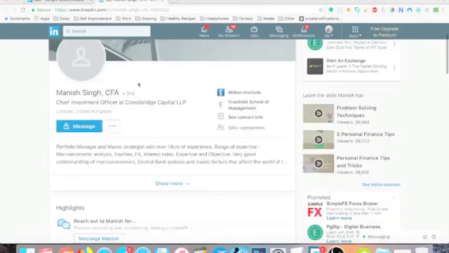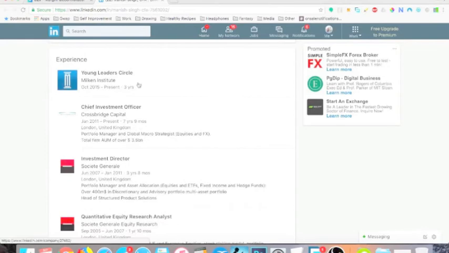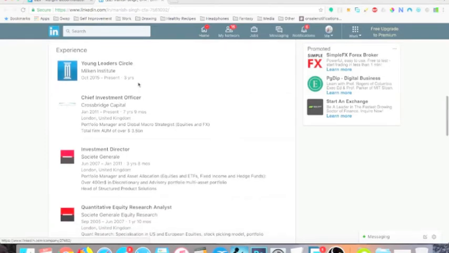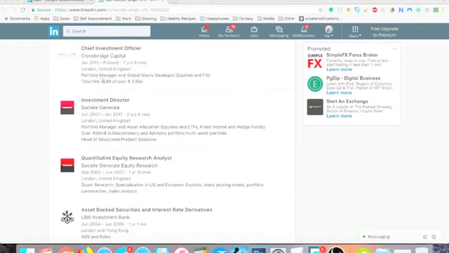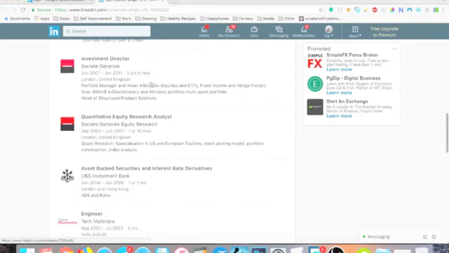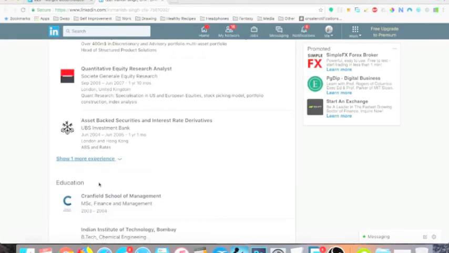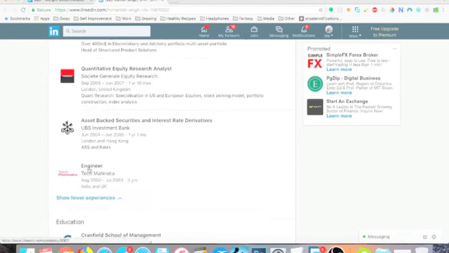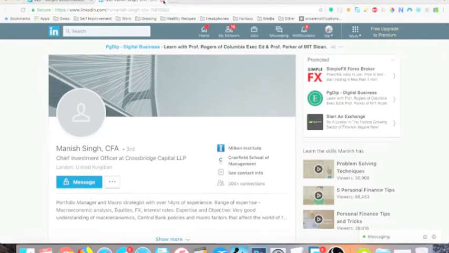One of their advisors, though, does have some experience in the space. He's a chief investment officer of a fund with an AUM of over $3.5 billion, which is a lot of money, so that's good. And this guy used to do equity research and interest rate derivatives, securities, and such. He also has tech experience as an engineer. So this guy looks like he'll be quite helpful as an advisor.